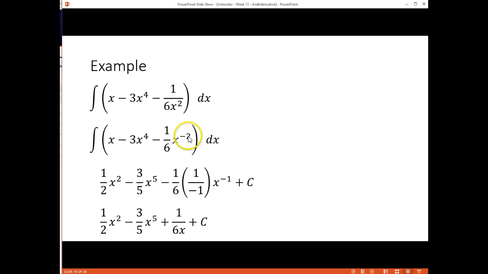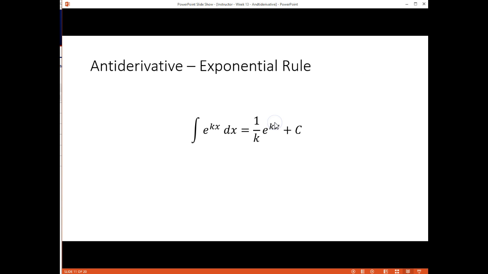Add 1 to this. Negative 2 plus 1 is negative 1, so it's 1 over negative 1, x to the negative 1. And then it's just simplifying: 1/2 x squared minus 3/5 x to the 5th plus 1 over 6x plus c. Again, if we take the derivative of our final answer, we will get what's inside. And there's our rule there.